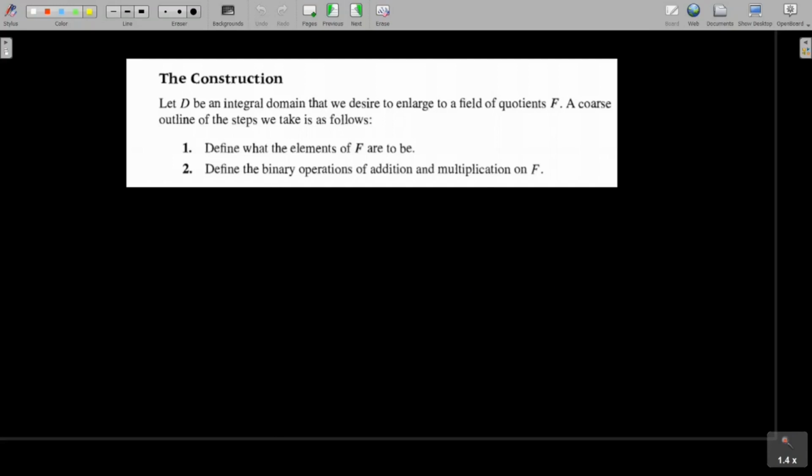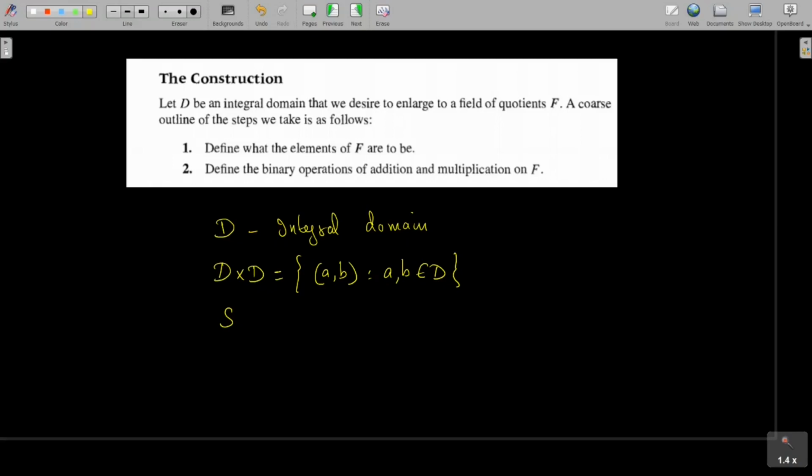That is, we defined the elements of F. For that, first of all, we take the integral domain D. Then we consider the set D cross D, which contains the set of all ordered pairs (a, b) such that a, b belong to D. Then we take a subset of D cross D as S, which is equal to the set of all (a, b) belonging to D cross D such that b is not equal to 0.